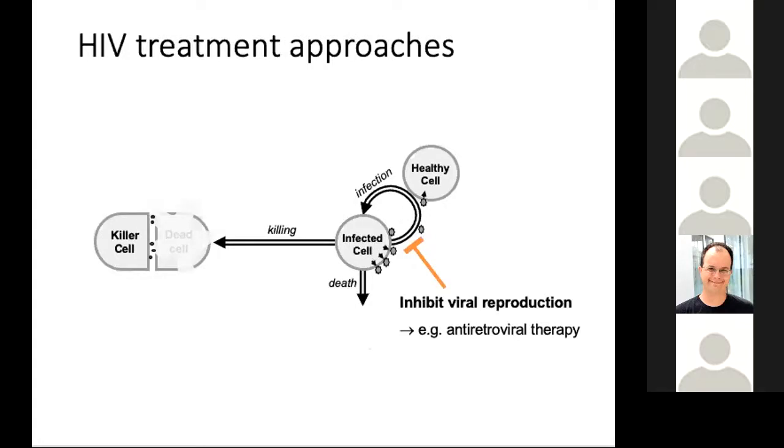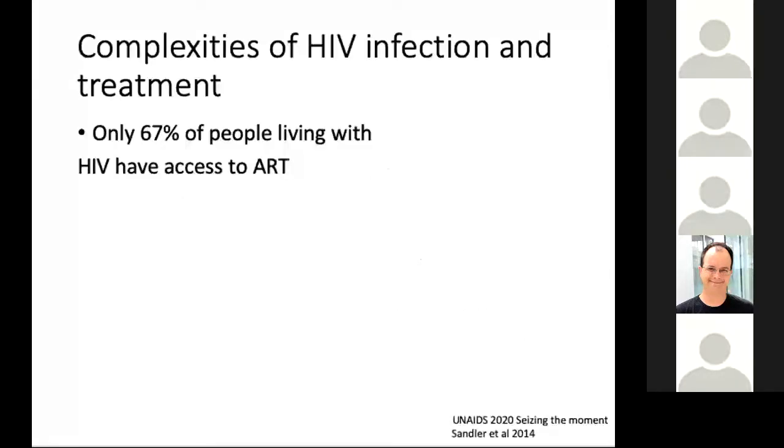So at this point, you might say that if we have ART and it works as long as people take it, then what's the problem? But as always, things are not quite as simple as they might seem. So let's talk about some of the complexities around HIV infection and treatment. So even though ARTs work really well, only about 67% of people living with HIV actually have access to them.